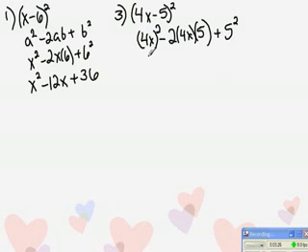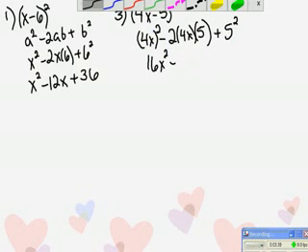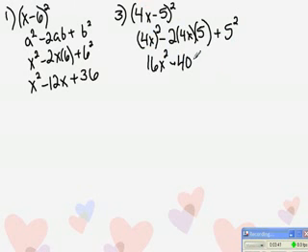4x squared becomes 4 squared is 16x squared. 2 times 5 is 10. Oops, sorry, I missed a 4 in there. 2 times 5 is 10, and then times 4 would give me 40x, and 5 squared is 25. So my x squared, minus my x term, plus my 25.